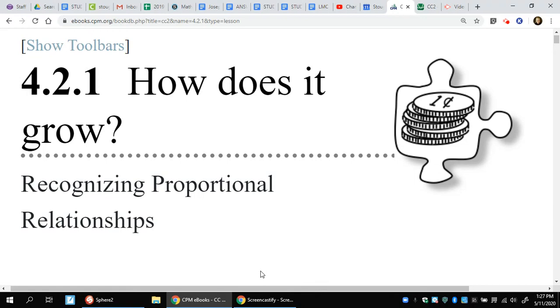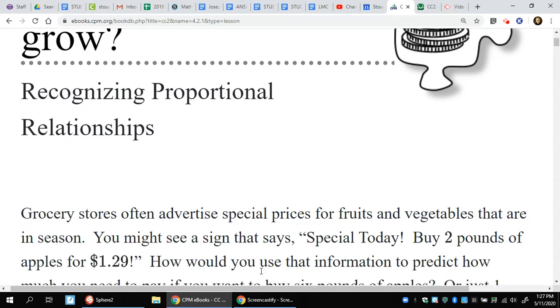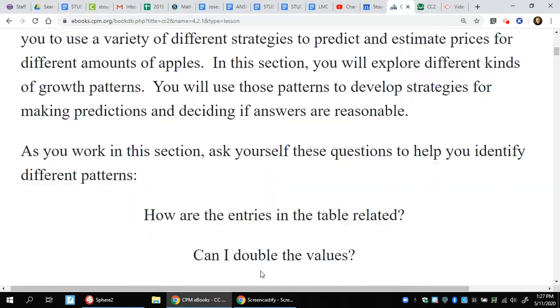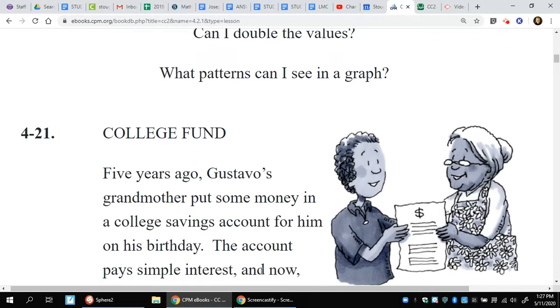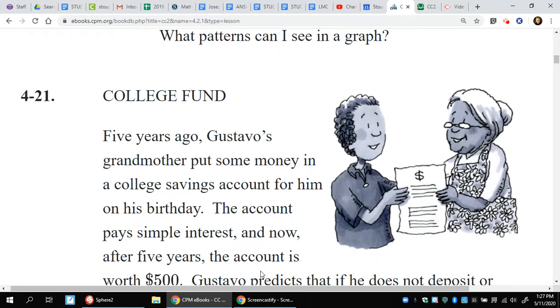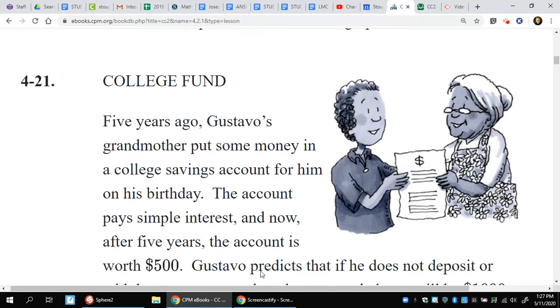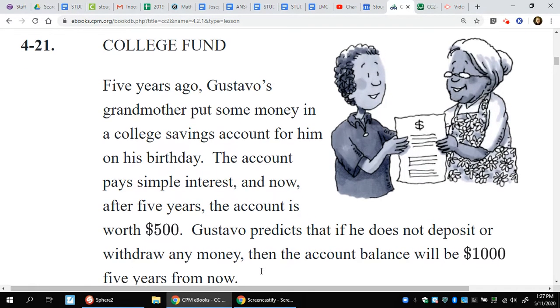All right, let's take a look at lesson 421. How does it grow? Today we're going to be looking at proportional relationships, and we have a lot of background information that is going to be kind of skimmed over right now.